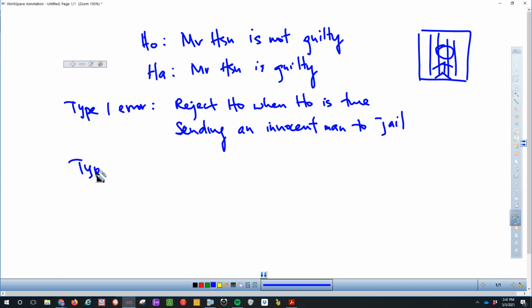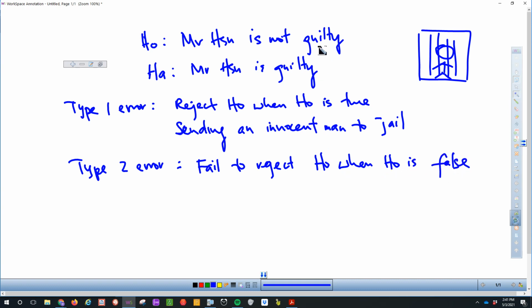Now, how about Type 2 error? Type 2 error is that you fail to reject H naught when H naught is false. So you're saying that Mr. Su is indeed guilty, but you did not reject H naught, so Mr. Su gets to walk free. You're letting a guilty man walk free.